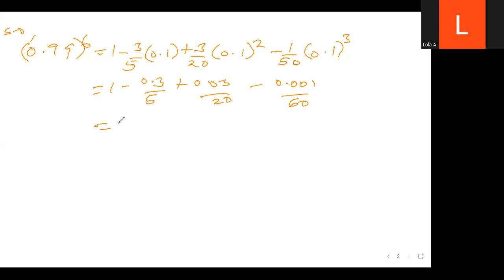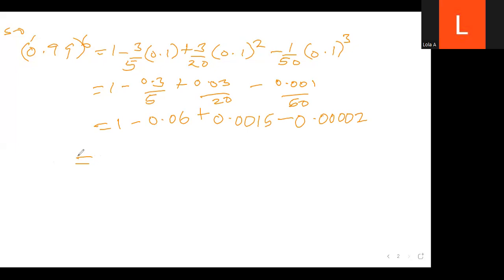So if you tidy up each of that, 1 minus 0.3 divided by 5 gives 0.06. 0.03 divided by 20 gives 0.0015, minus 0.001 divided by 50, and that will give 0.00002.